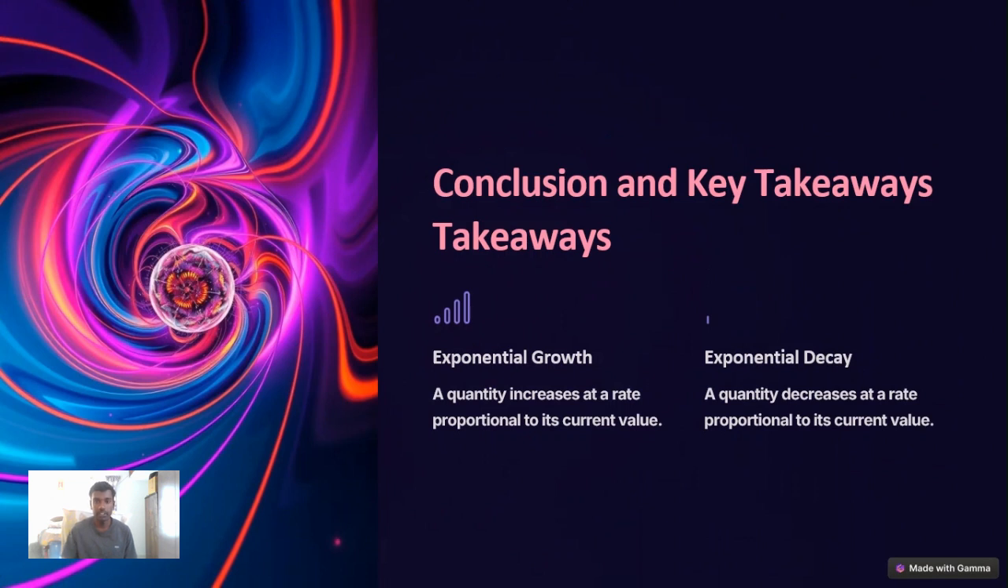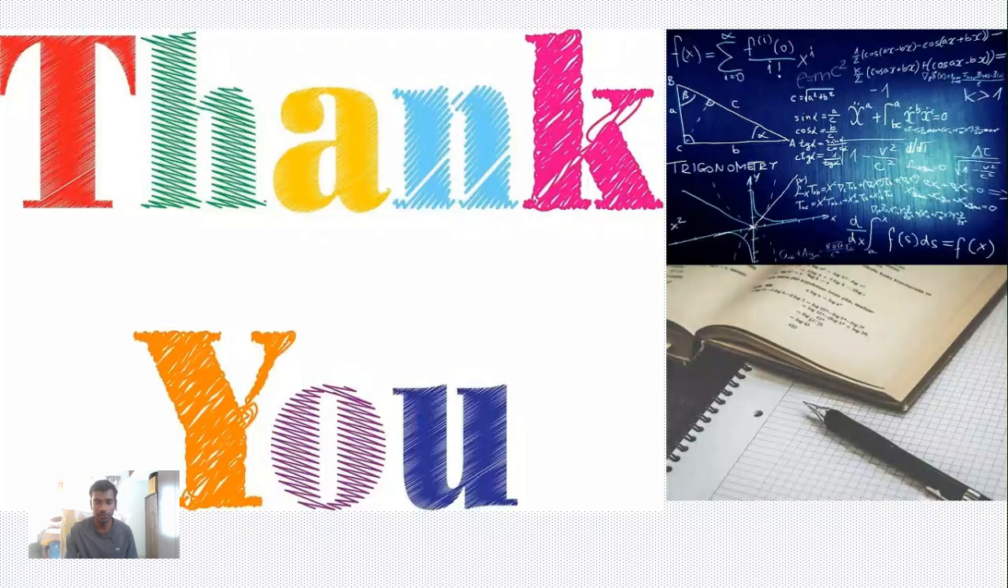The conclusions and key takeaways are: in the exponential growth model, a quantity increases at a rate proportional to its current value, and in exponential decay, on the other hand, a quantity decreases at a rate proportional to its current value.